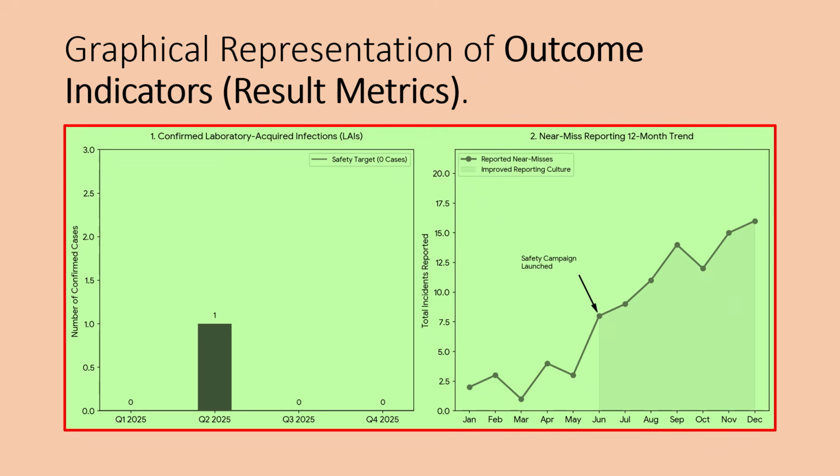Graphical representation of outcome indicators. Result metrics. The first graph is about laboratory acquired infections. This bar chart tracks confirmed physical illnesses or infections among personnel over the last 4 quarters. Because the only acceptable target for infection is 0, any bar including 1 signals an immediate system failure that requires an emergency review of containment protocols.